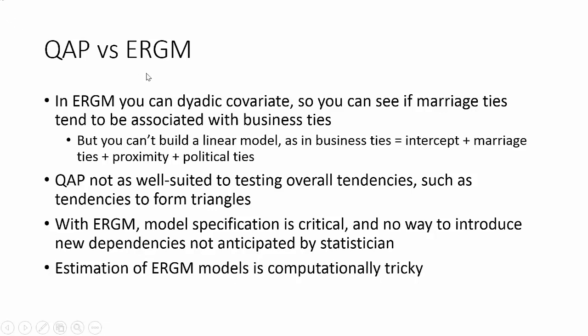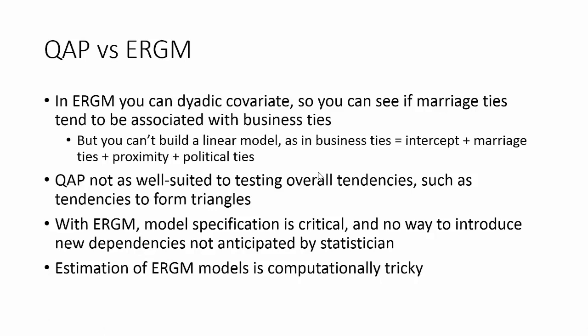But I can tell you the advantages and disadvantages. So, what can you do with ERGM compared to QAP? Well, one thing you can do is put in a dyadic covariate. So you could see if marriage ties tend to be associated with business ties. It basically counts up the number of times that there's both a marriage tie and a business tie, and sums it up.